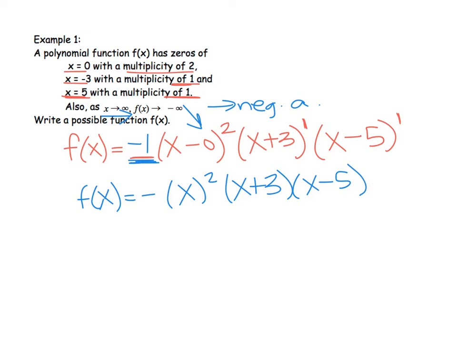A zero of 0 with a multiplicity of 2. A zero of negative 3 with a multiplicity of 1. And a zero of 5 with a multiplicity of 1. And now we're going to try an example with a graph.